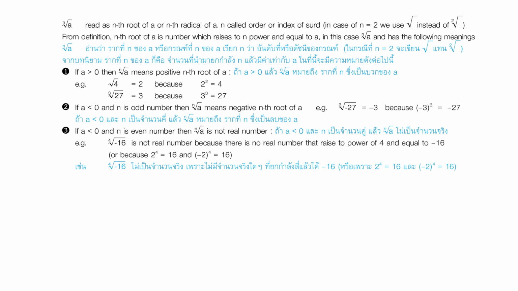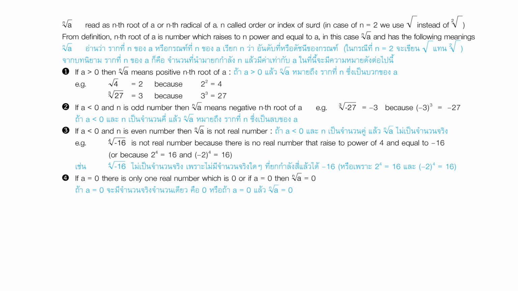3. If a is less than 0 and n is an even number, then the n-th root of a is not a real number. Example, the fourth root of negative 16 is not a real number because there is no real number that raised to the power of 4 equals negative 16, or because 2 to the fourth power equals 16 and negative 2 to the fourth power equals 16. 4. If a equals 0, there is only one real number, which is 0, or if a equals 0, then the n-th root of a equals 0.